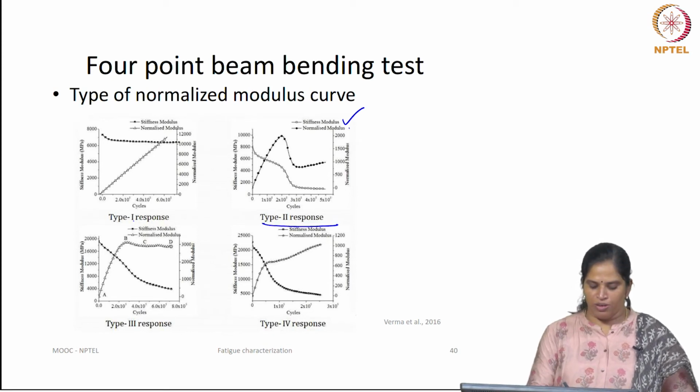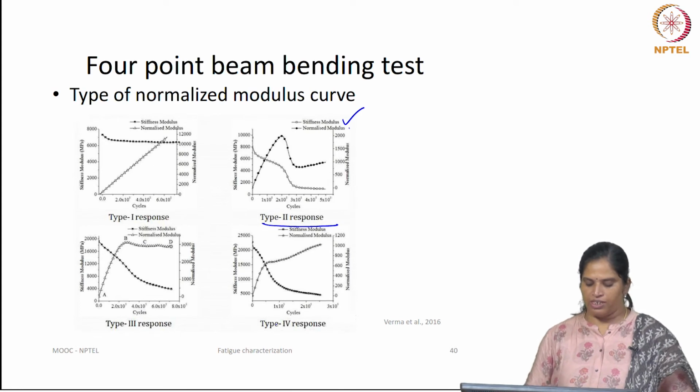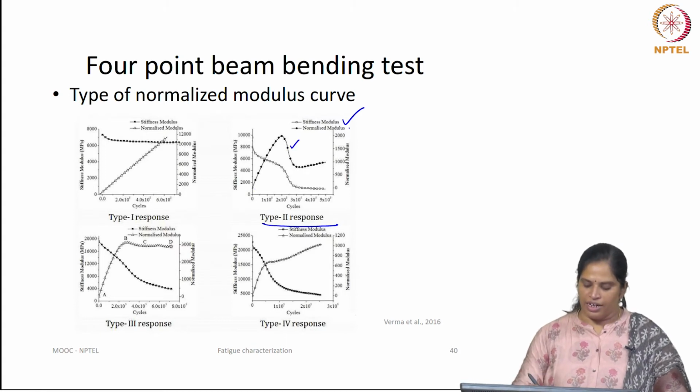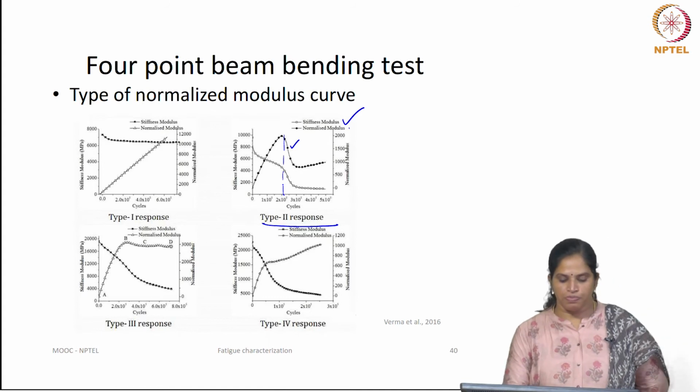So, you have normalized modulus curve type 1, type 2, type 3, type 4 response. The typical ASTM code normalized modulus curve looks like this. It increases, reaches a peak value, then decreases. We will identify the point corresponding to the peak point as a fatigue failure point.